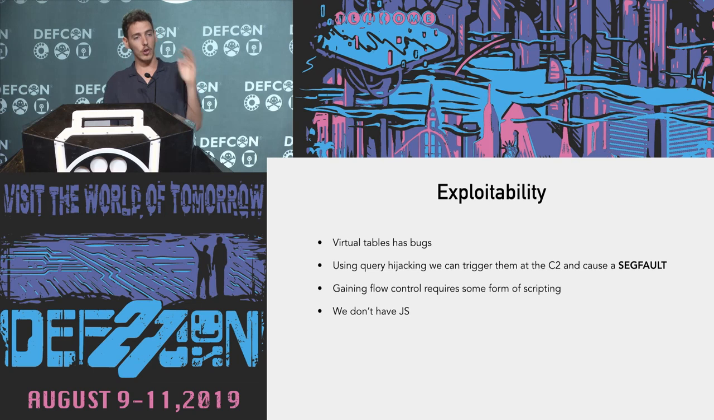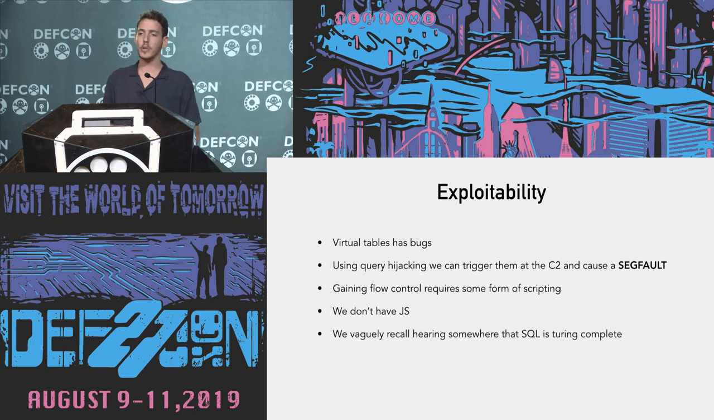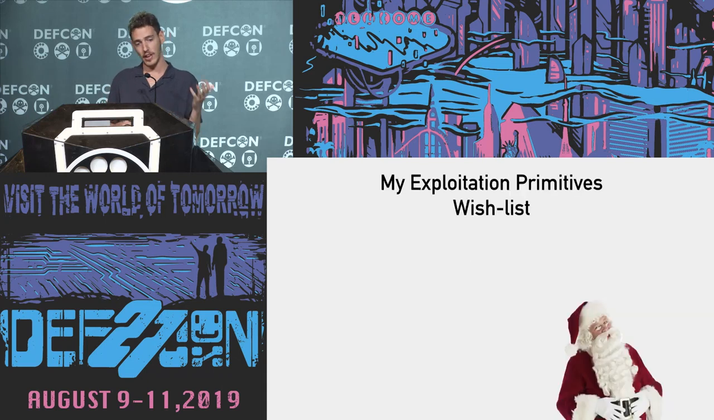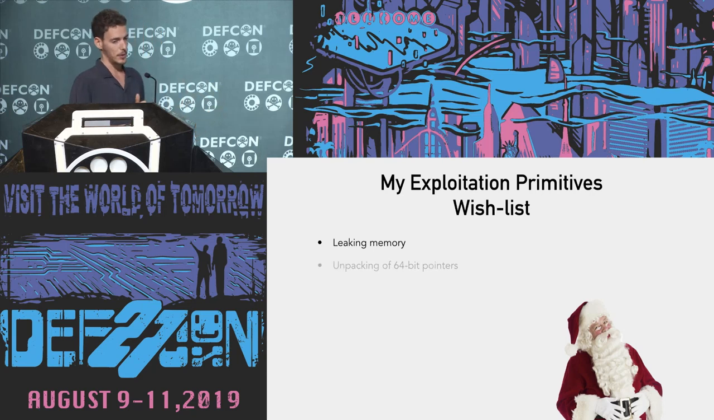However, we don't have the JavaScript interpreter, so we don't have any variables or arrays to use like you would in WebSQL exploitation. However, we do vaguely recall hearing somewhere that SQL is Turing complete. So we decided to put it to the test in terms of exploitation. And we started writing our own wish list for exploitation primitives. So obviously, we'll need to leak some memories, right? We want to bypass ASLR.